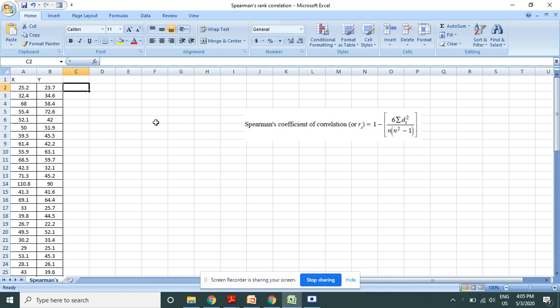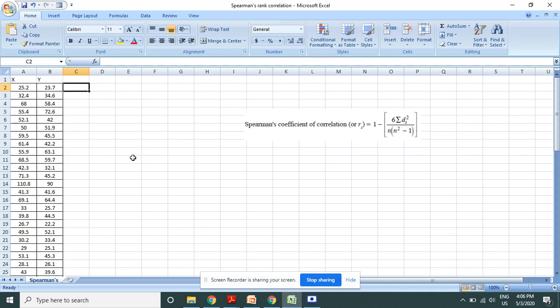We will see how to find Spearman's rank correlation, as it is required in most research studies where we have a lot of data. We have to find out how one data set is correlated with the other data set. For that, we have to find out the correlation, and Spearman's coefficient of correlation is very commonly used in research studies.